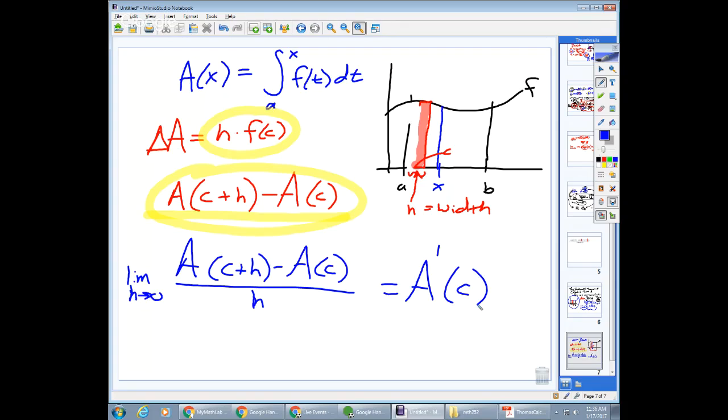Now, there's nothing special about that c. That c could be here or there. It could be anywhere in the interval. As long as the function's continuous, it's okay to pick any possible c. Now, it turns out there's another way to look at it, though.